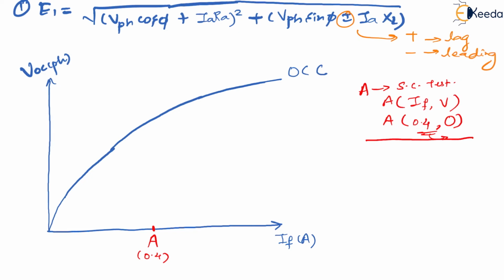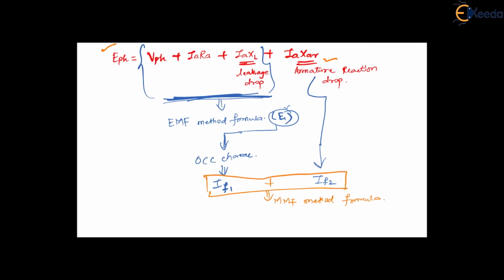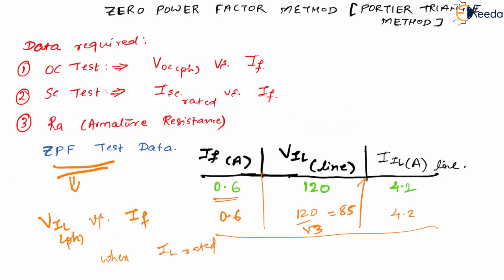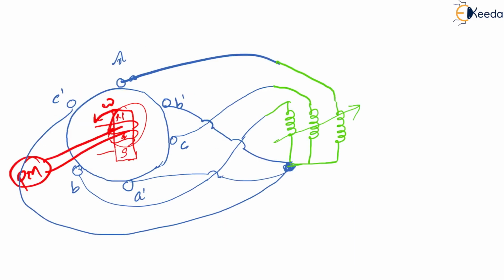Now the next point that you should have is point K, and this point K you will get from the ZPF test that you have just performed. How do you get this from the ZPF test? Let us understand. What values did you get? You got VL versus IF, correct? So you basically got the field current as well as VL. So let us have that.